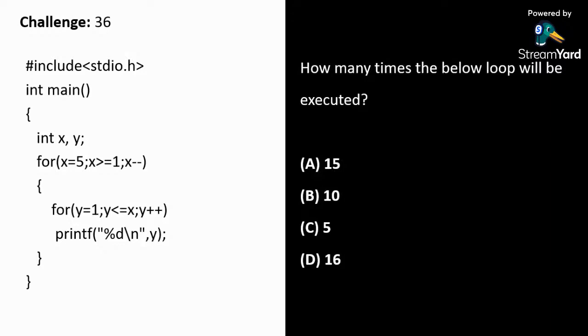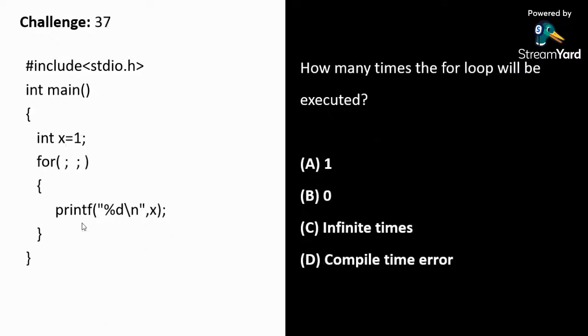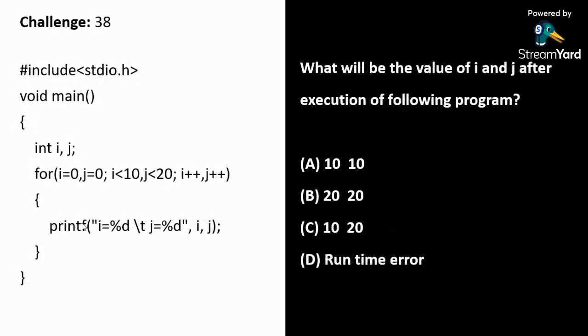So option A, everybody is saying 15. Yes, it gets displayed 15 times. The loop will get executed 15 times because this will execute 5 times first, then 4, then 3, then 2, then 1. So 5 plus 4 plus 3 plus 2 plus 1 is 15. So 15 times it gets executed. Option A. How many times will the loop be executed here? Infinite times because there is no condition for the loop. Try this.